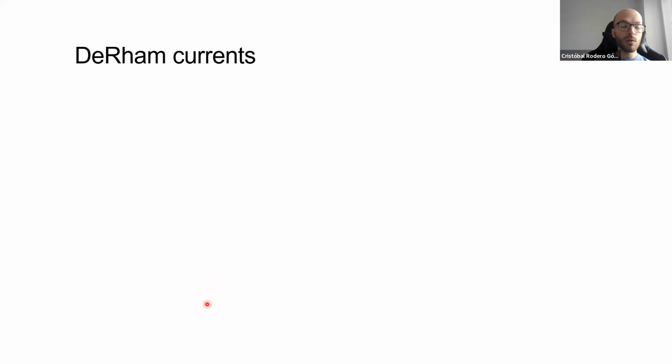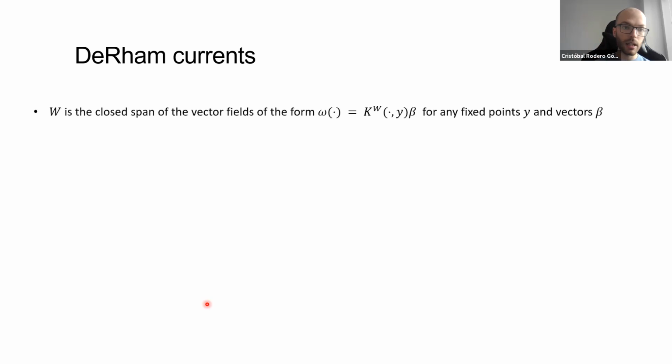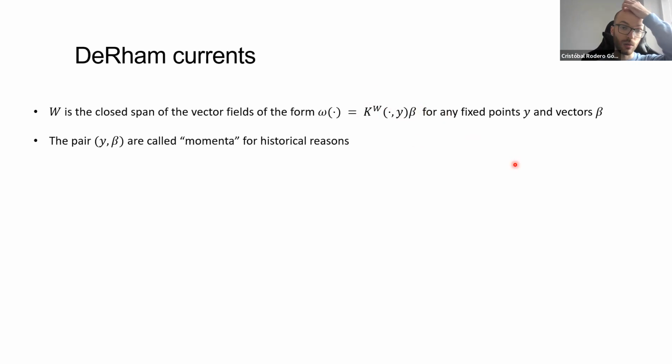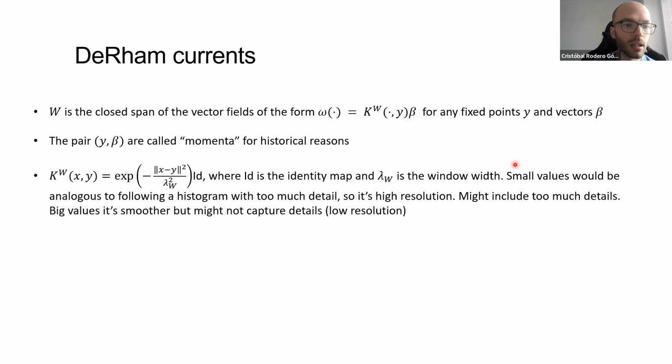So yeah, I won't go again too much into detail for the sake of time, because I want to go a bit through all the paper. But the idea is that we can define this space as the closed span of a kernel times a vector. This space is called momenta for historical reasons, because this used to be used in physics. So it has something to do with velocity, I guess. And this kernel is mimicking, in a way, normal distributions, because then it has some really nice properties statistically. And there's this parameter here that is called the window width.